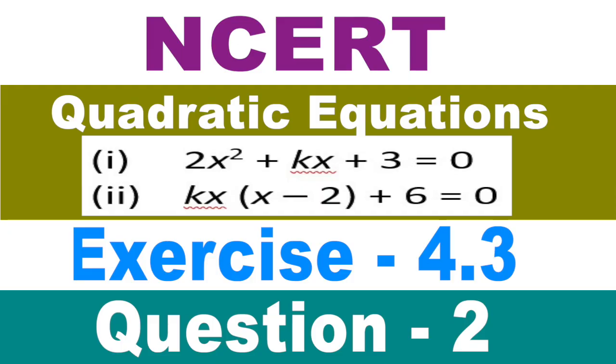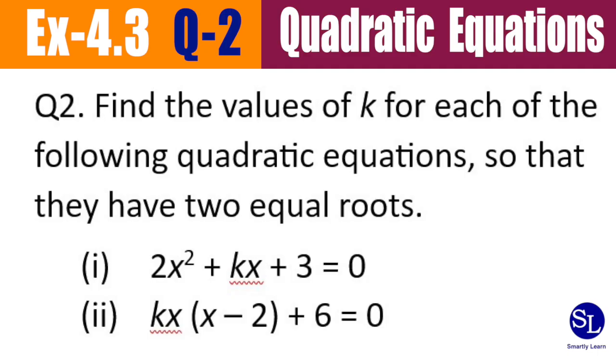In this session, we are going to see how to solve the second question in exercise 4.3. Now let's look at the question. Find the values of k for each of the following quadratic equations so that they have two equal roots. There are two quadratic equations. Now let's look at the first one.